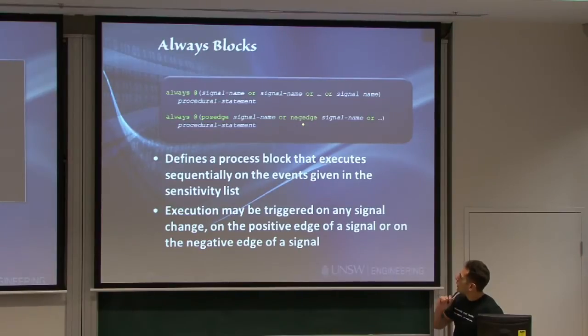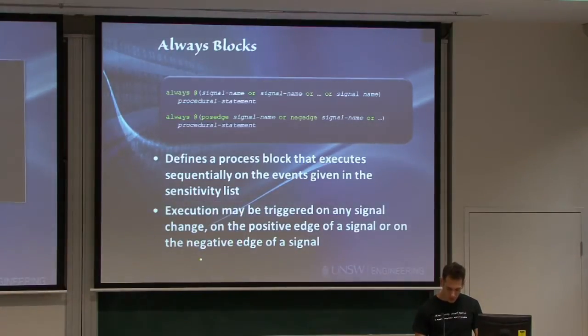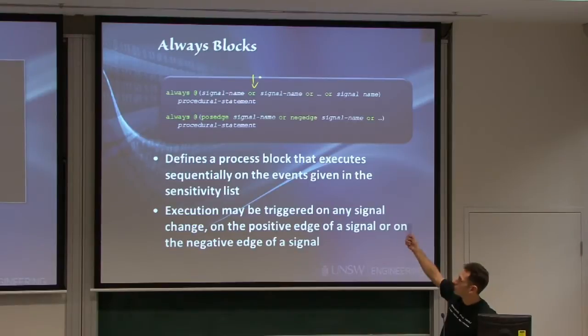Now, you can have more than one signal triggering a block. You can say always at X or Y or Z. Any change in any of those variables will then trigger your block. Just to be pedantic about notation, you can either use the keyword or you can separate the signal names by commas. This is actually an addition in the latest version of Verilog, which is why I didn't put it here. But if you do see commas, it's the same thing as putting in the or word.